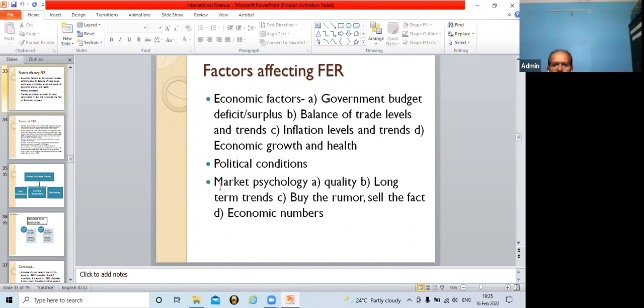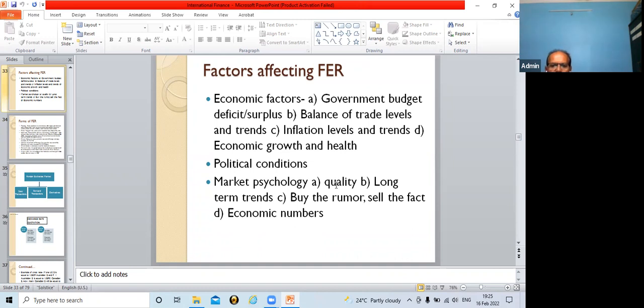Then the third factor is market psychology. Now, what is market psychology? Quality. If you're talking about European countries, their psychology is quality. So European countries prefer quality material. If quality material is there, they are ready to pay the price for that.